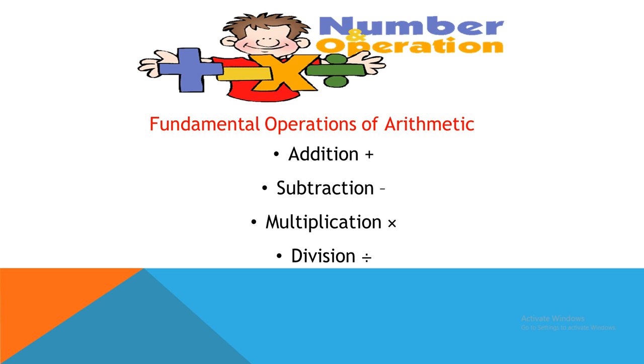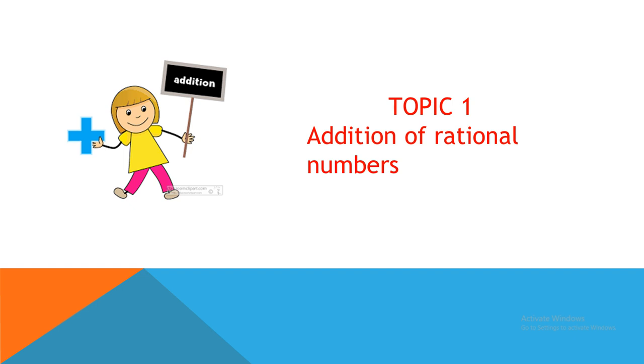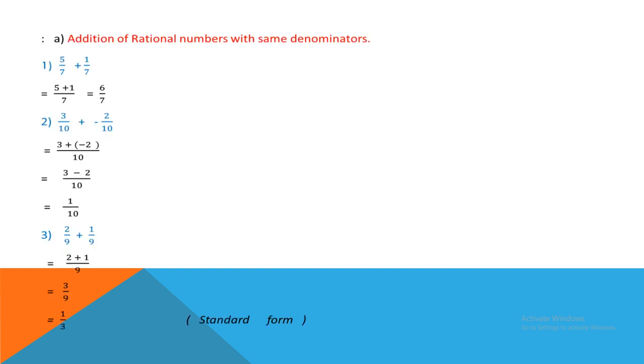Today in this chapter we will learn fundamental operations on rational numbers. Basic operations are addition, subtraction, multiplication and division. So our today's topic 1 is addition of rational numbers. As we add in fractions, in the same way we add in rational numbers. So how do we add rational numbers? For example, if our denominators are same.